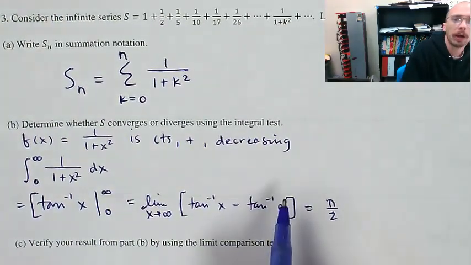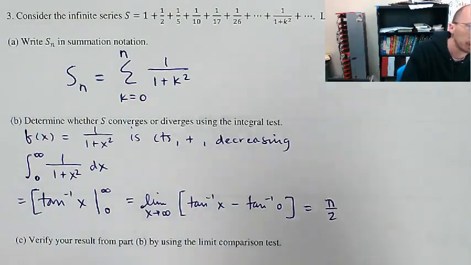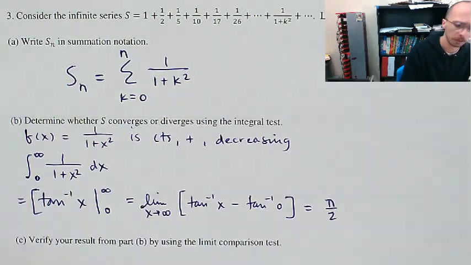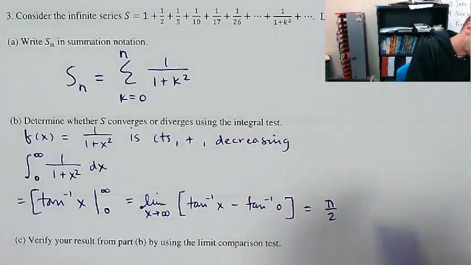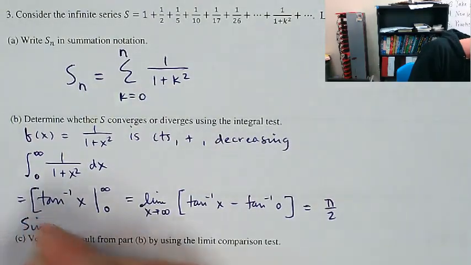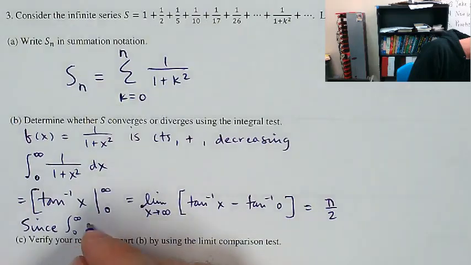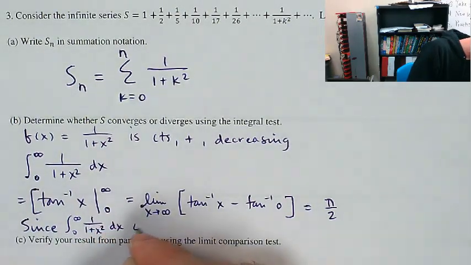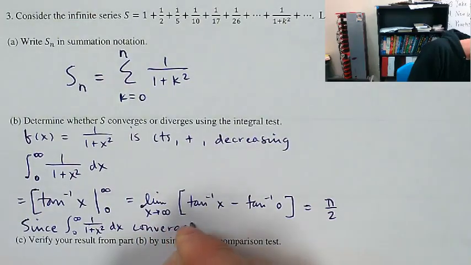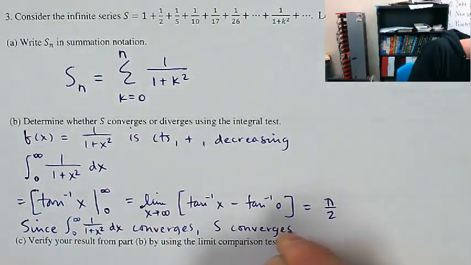And if you need help with evaluating these values of inverse tangent, then just come talk to me before class next time, and I'd be happy to discuss some trigonometry with you. And that's pi over 2, which converges. So since the integral from 0 to infinity of 1 over 1 plus x squared dx converges, we know that S converges also.